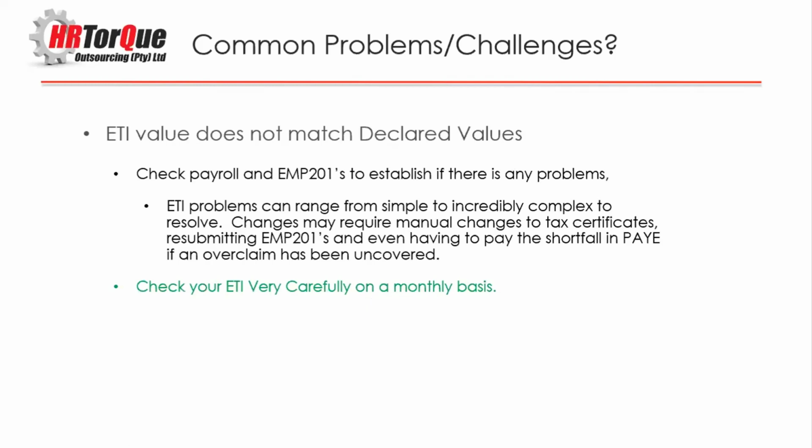The big one: ETR values don't match the declared values. We can't go into the full level of ETR problems because they can range from something as simple as somebody's ID number ending in a zero instead of a one, and therefore it's being rejected, or alternatively, something far more complicated where there are SEZs involved and all sorts of things that make this area extremely complicated. The best bet is to very carefully check your ETR on a monthly basis, preferably before it's being claimed on your EMP201, which is then paid away, to make sure that you're comfortable that the amount of ETR you're claiming is the value you'll be comfortable with at the end of the tax year.